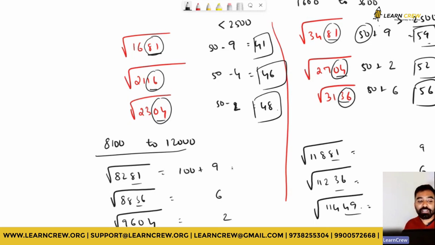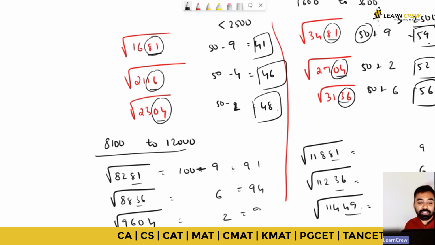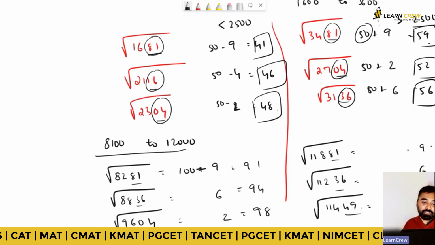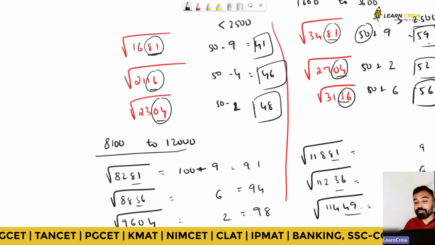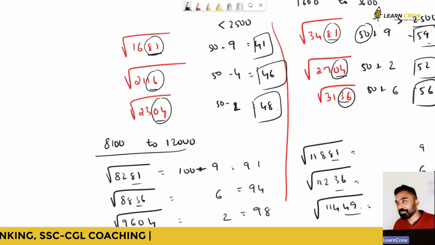So 100 minus 9 is going to be 91. This is going to be 94. This is going to be 98. This is going to be 109. This is going to be 100 plus. This is going to be 106. This is going to be 107. These are your squares.